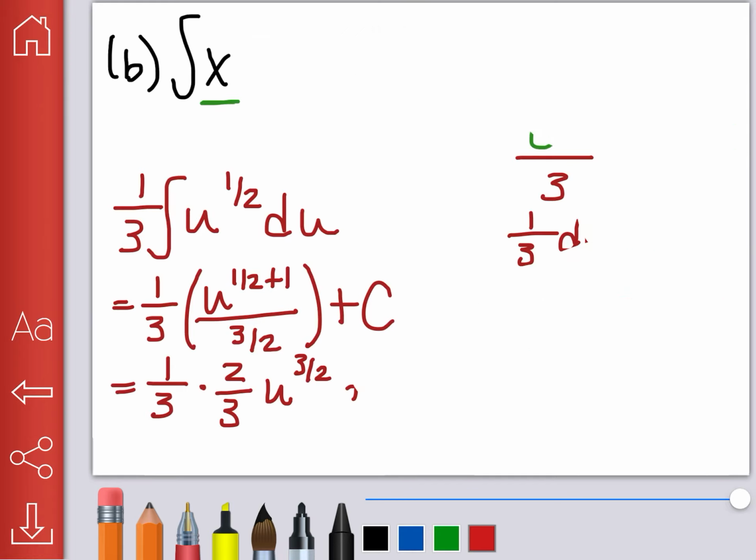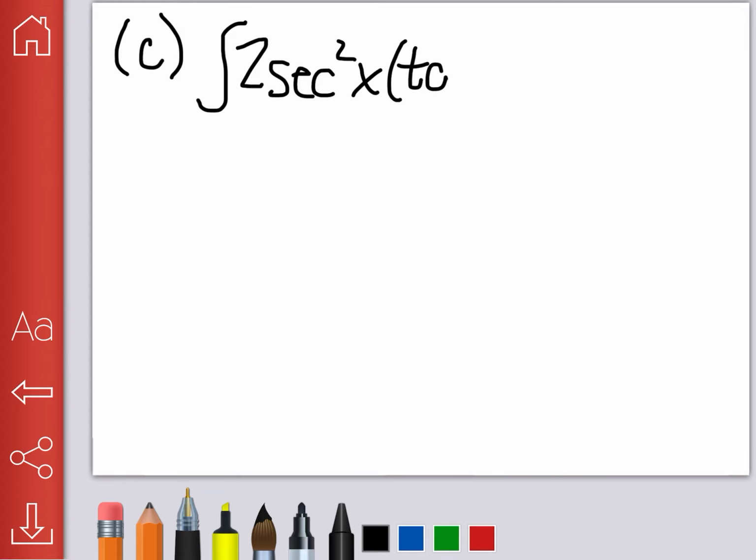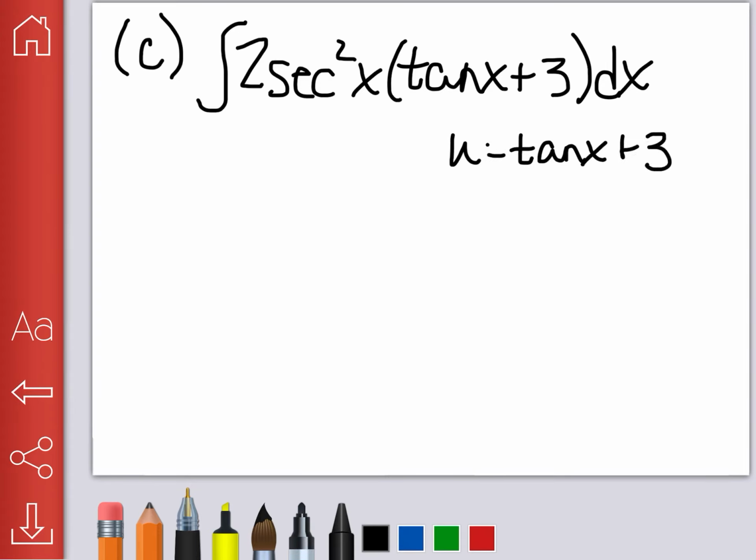All right, on to part C. I have a trig one. I have 2 secant squared x times tangent x plus 3 dx. Now, I know from the one I did in the last video that I need to let u be tangent x plus 3. And my du then is secant squared x dx.